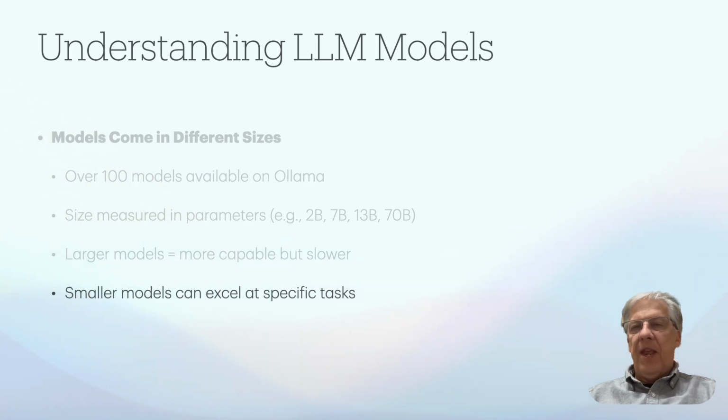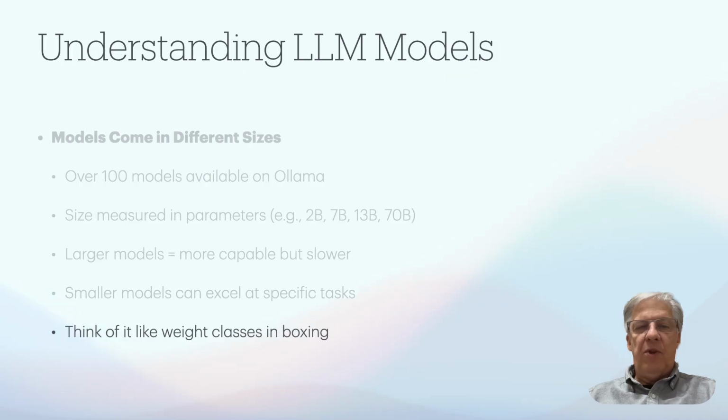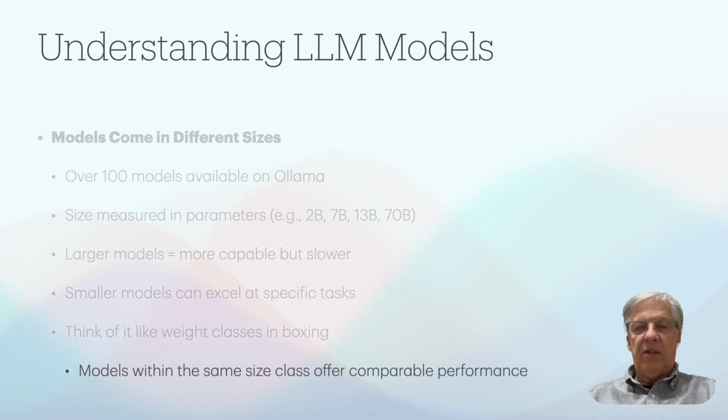You should, and this is kind of an analogy I use, when you think about the parameter counts and such, think about weight classes in boxing. The models in the same class, the same size, typically offer comparable performance. There'll be fine-tuning and slight differences. You can look on the internet and get comparisons of the different models.